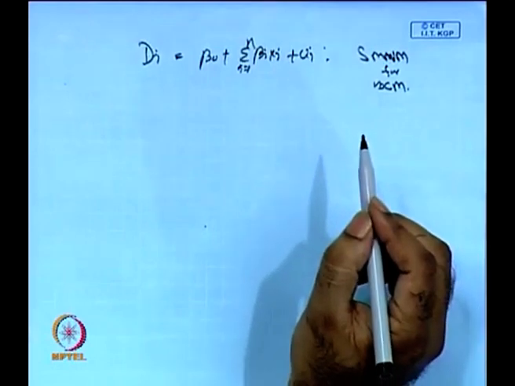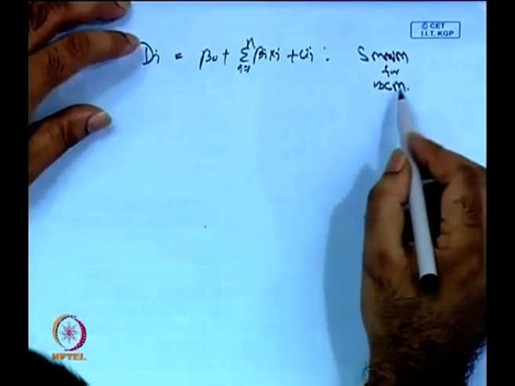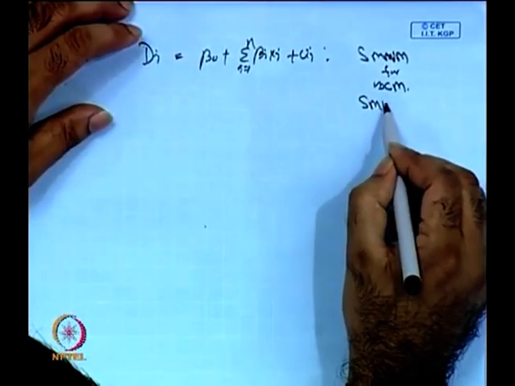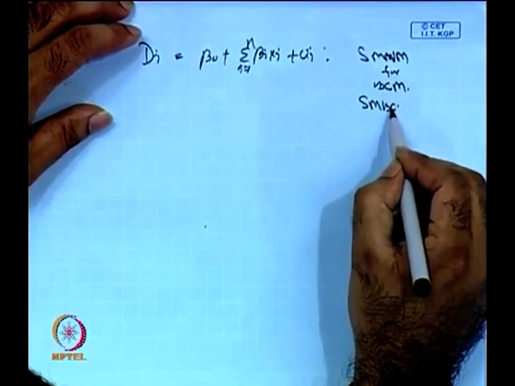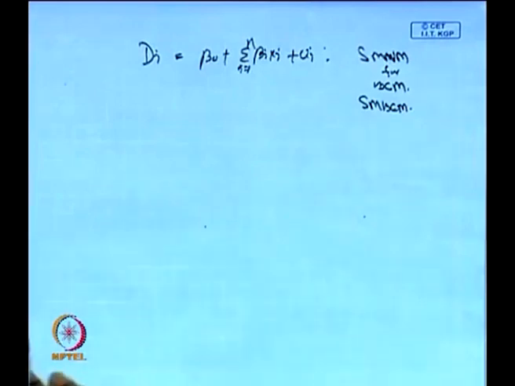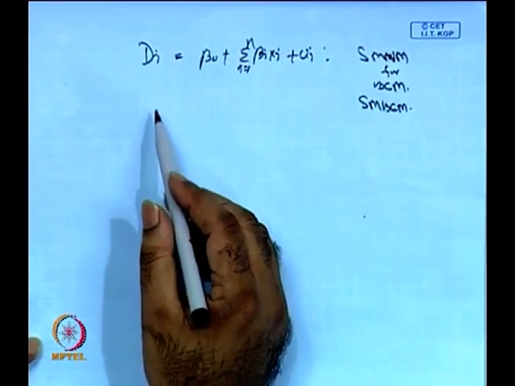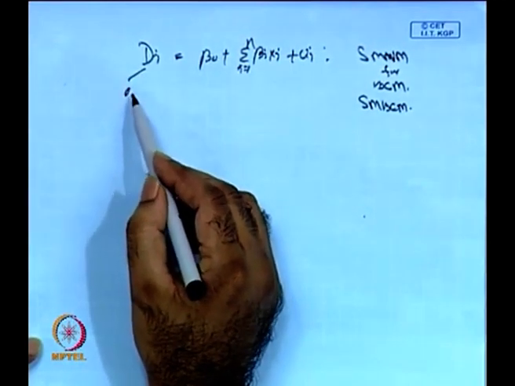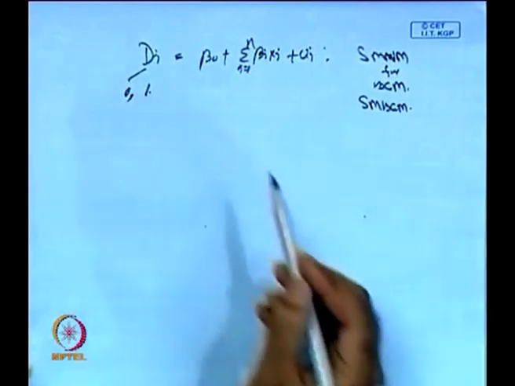Okay, for binary, simple multivariate binary, it is otherwise called a simple multivariate binary choice, simple binary choice models, or simple multiple binary choice model, multivariate binary choice models, all right. So, this is where d lies between 0 and 1 limit. Okay.